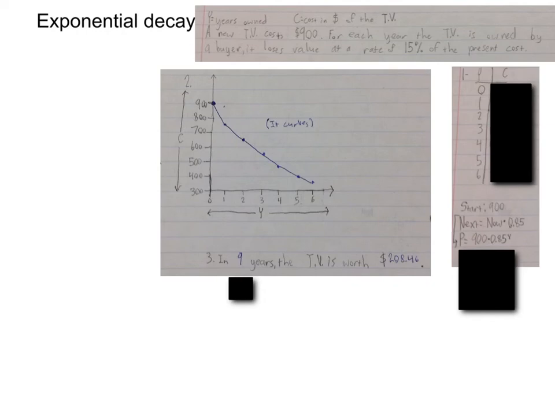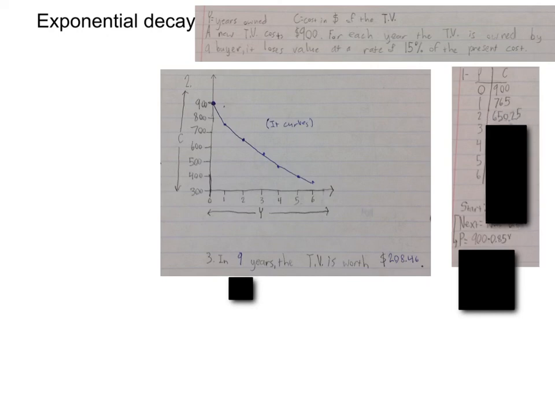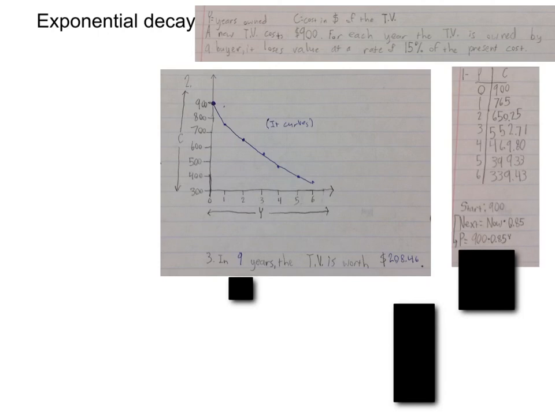So then we have our table over here. At 0 years, the TV would be worth 900 since that's our initial value. Then it would go down to $765 because that's 85% of 900. Then 85% of 765 would be $650.25, and so on. So that is how you work out this problem, and hope you enjoyed.